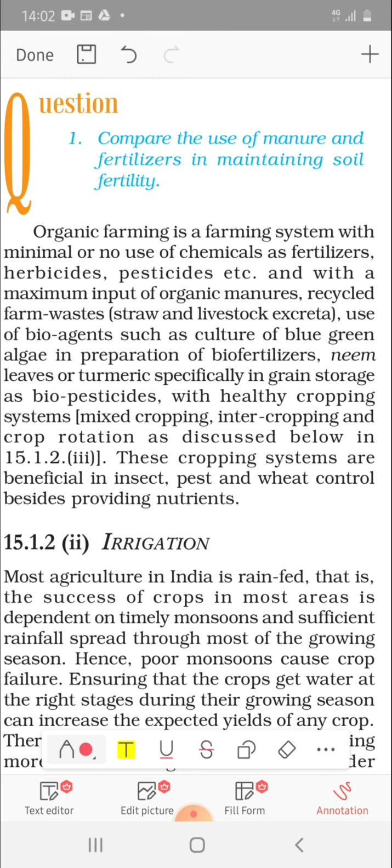So, today we have started crop production management. First we discussed nutrient management.